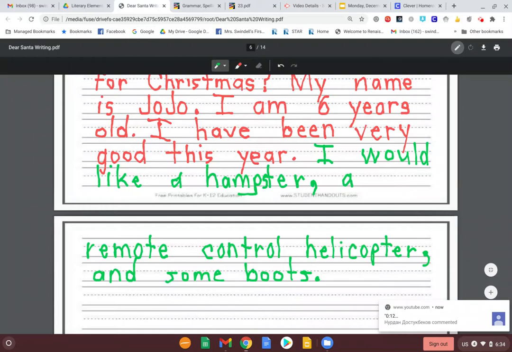Okay, so when you write yours today, your middle, I would like you to think of 3 things and look how many commas we have. Here's 1 comma, 2, and let me think here. I would like a hamster, a remote control helicopter, and some boots. So we just have 2 commas right there.